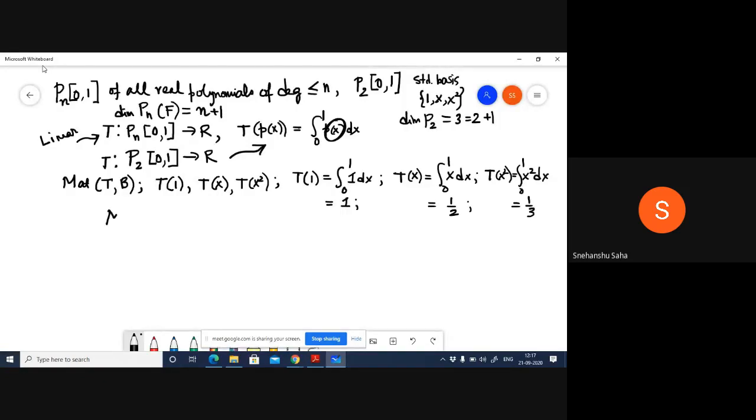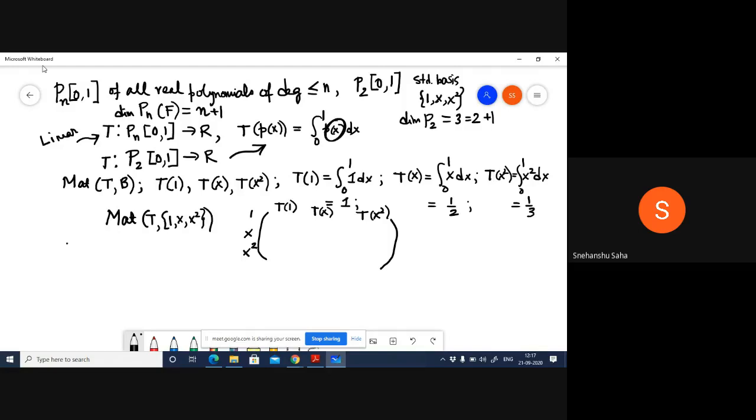So this is what I need to know. I want to know the matrix with respect to this standard basis, 1, x, and x square. Okay, so what I do is I have here 1, x, x square, right? And I have T of 1, T of x, and T of x square. Now, what I need to do is express each one of these outputs in terms of the standard basis, and that should be easy enough.